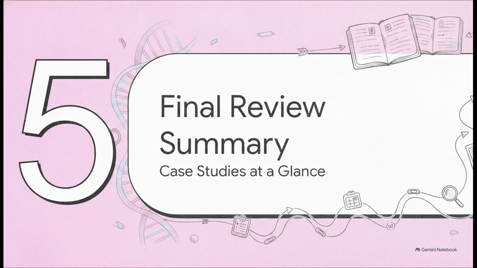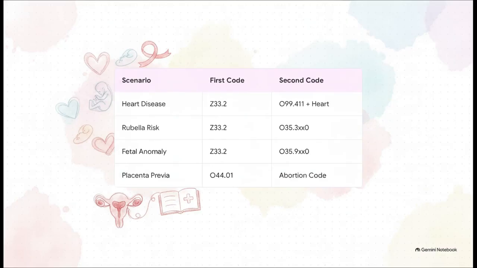Finally, our final review summary. Case studies at a glance. Putting it all side by side makes it so much clearer, doesn't it? Just look at our first 3 scenarios: severe heart disease, rubella risk, and fetal anomalies. These are all elective terminations. And even though they are driven by some very severe conditions, they all keep Z33.2 right there as the principal diagnosis. We just capture those influencing factors in the secondary O codes.